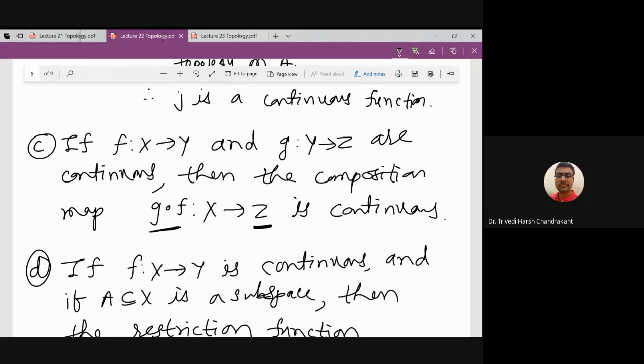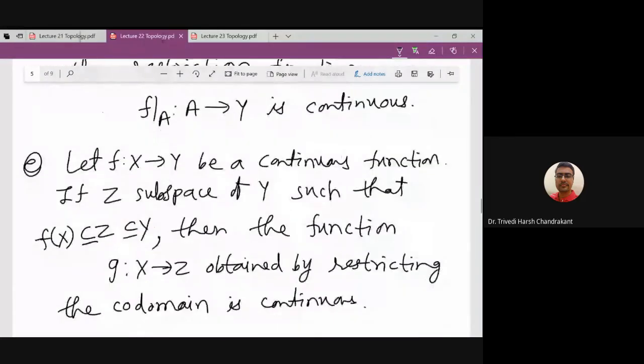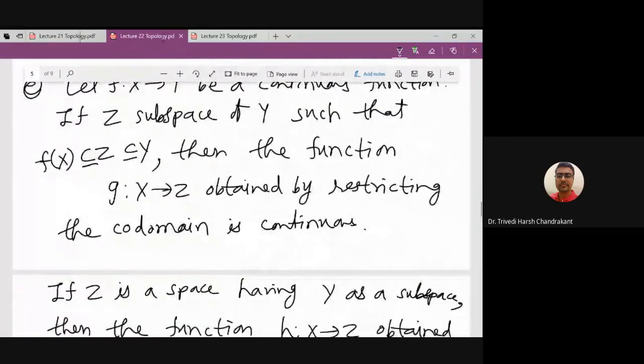So if I take any open set in Z, then I know g is continuous. So if V is an open set in Z, then g inverse V is open in Y, and then I will get the inverse image under f of that set, which is open in X. So that is exactly the proof. So this is C part.